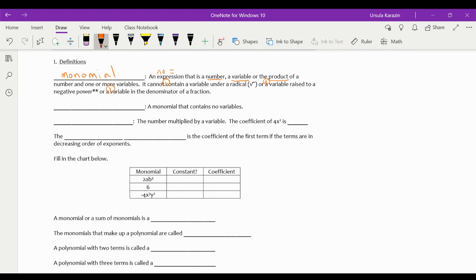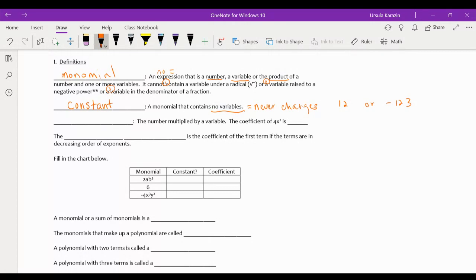Now, there are different types of monomials. There's a monomial that has no variables, okay? And that is called a constant. Think about constant. That word means never changes, right? So if it has no variables, that means there's never any changes. And so if it never changes, it's a constant. Okay, so for example, 12 or negative 123, those would be constants.